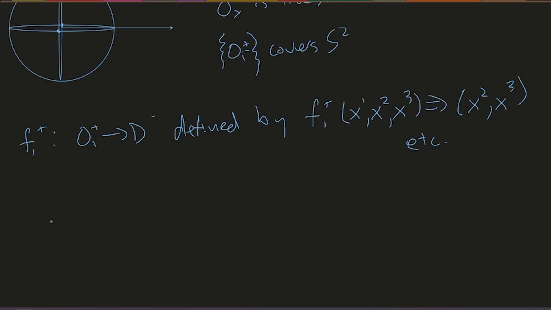So now the overlap function, which is F I plus or minus on F J plus or minus inverse, can be checked to be C infinity, which is what the problem wants us to do.